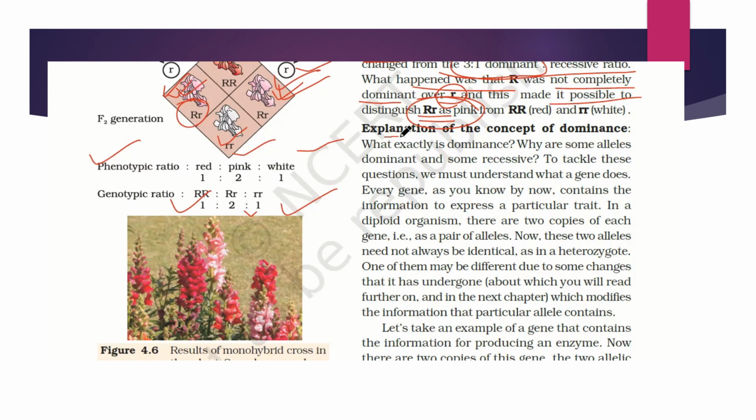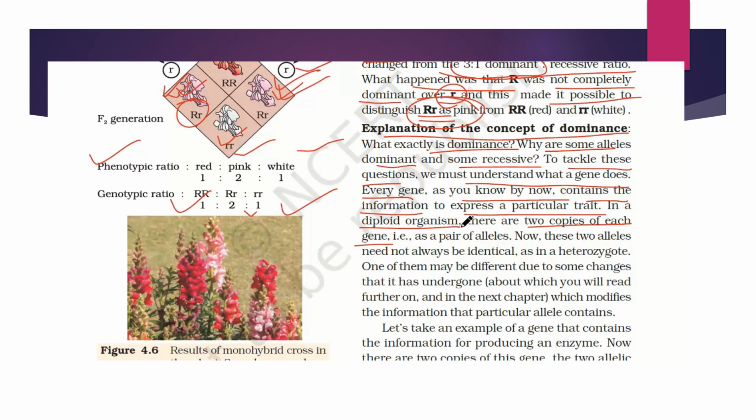So what is the explanation of this concept of dominance? What exactly is dominance? Why are some alleles dominant and some recessive? To tackle these questions, we must understand what the gene is doing. So what is the gene doing? Every gene, as you know by now, contains the information to express a particular trait. So here, what is the trait? Trait is the character, the factor that is either pink or red or white. So to express the trait, a gene is required. In a diploid organism, there are 2 copies of each gene. We all know that.